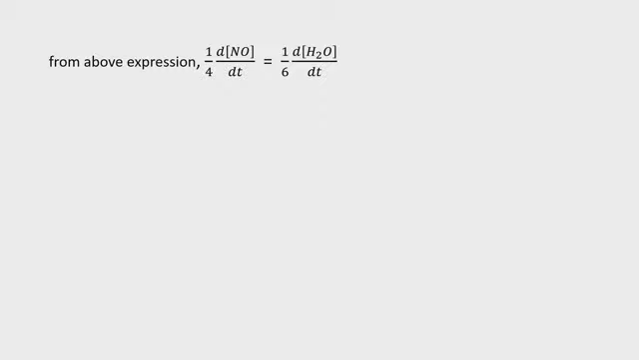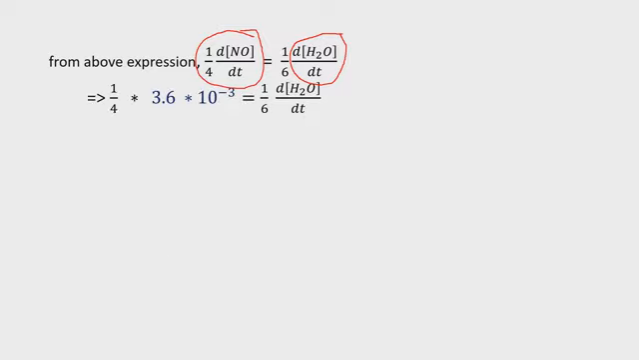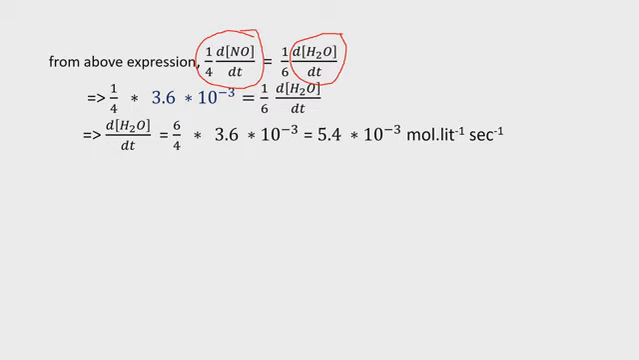What we want here is d[H2O]/dt, the rate of formation of water. So multiply this entire expression with 6, and you will get the answer. So finally, d[H2O]/dt, the rate of formation of water, equals 5.4 into 10 power minus 3 mole per liter per second.